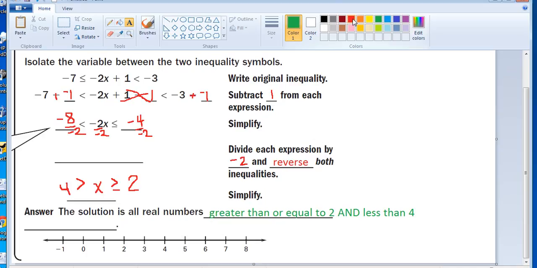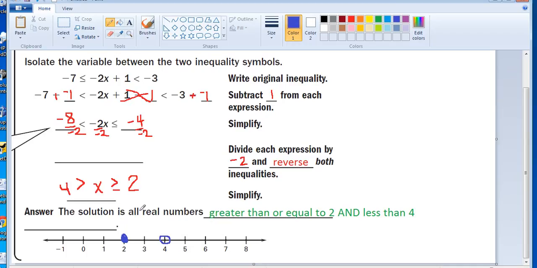And on the number line, here's what it looks like. So we know on that 4, we're going to have an open circle. We know on the 2, it's going to be a closed circle because it could include the number 2. All right, but it can't include 4.